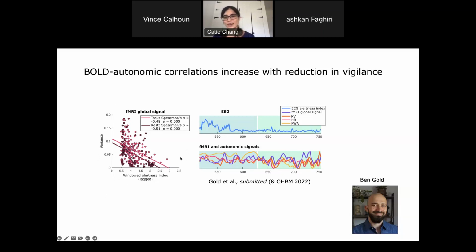And so relatedly, we also end up observing that the correlations between fMRI and peripheral autonomic signals, so these specifically low frequency variations in heart rate and respiratory volume, also seem to become more coherent as people are falling asleep, perhaps because of these changes in the characteristics of these signals as well.